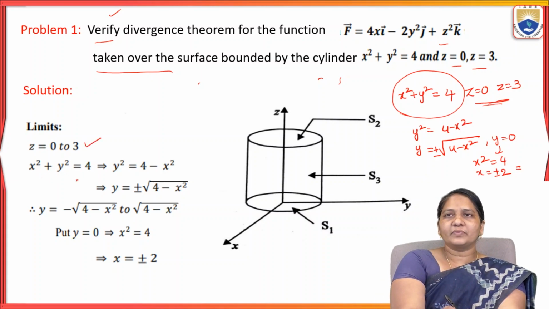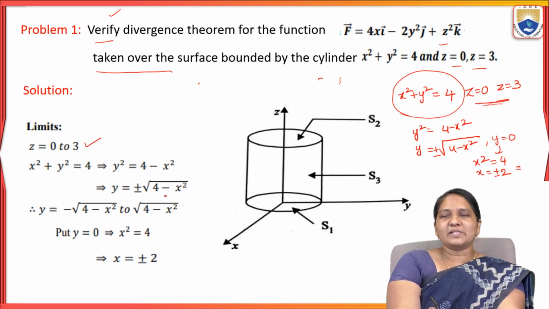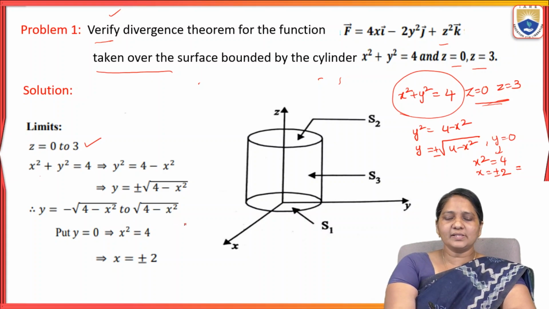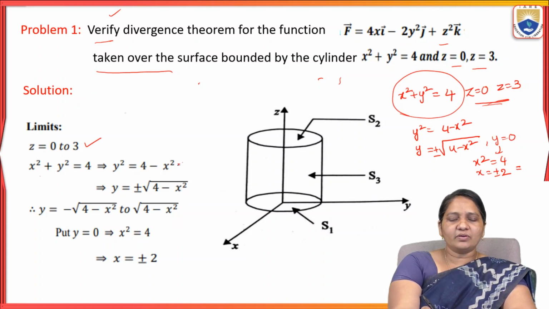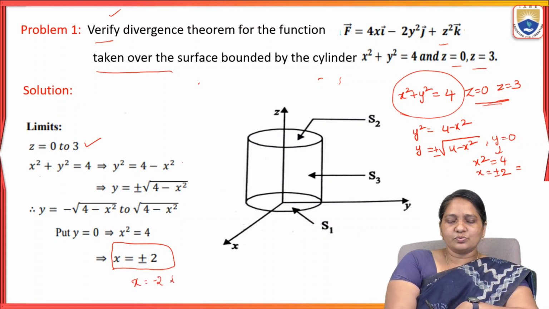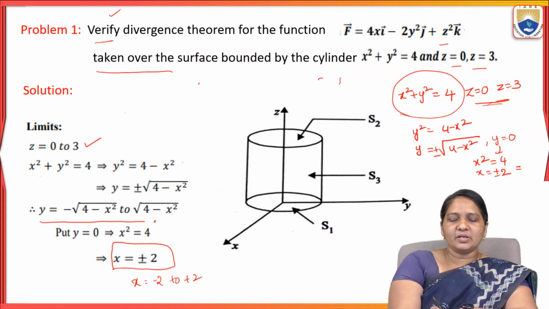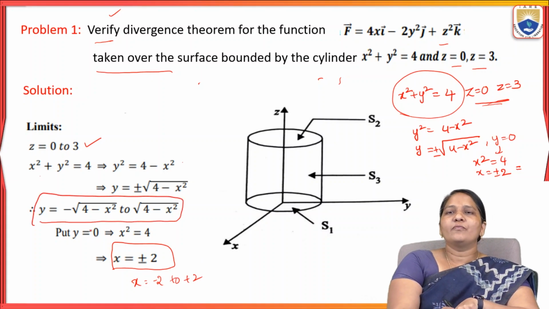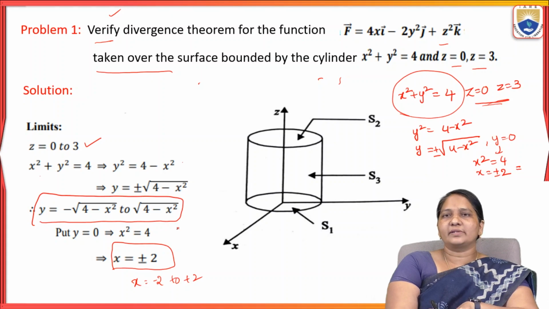And here by the cylinder x square plus y square equal to 4, from this we write the y value. So y square equal to 4 minus x square, so y equal to plus or minus square root 4 minus x square, that is, minus square root 4 minus x square to square root 4 minus x square. Now putting y equal to 0, x square equal to 4 means x is plus or minus 2, so x equal to minus 2 to plus 2. The y limits are minus square root 4 minus x square to square root 4 minus x square, and the z limits are 0 to 3. Now we got the limits.